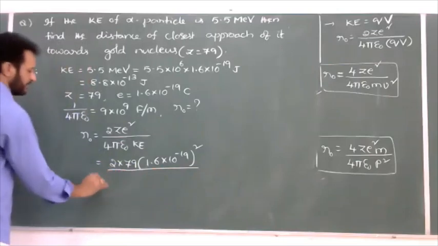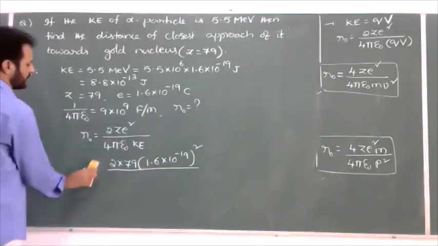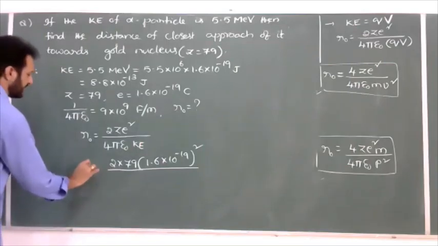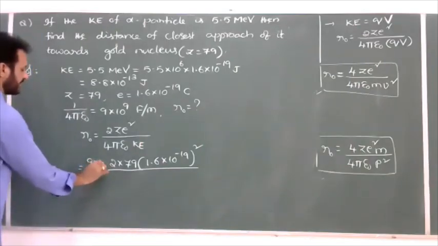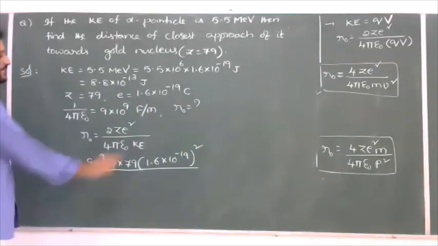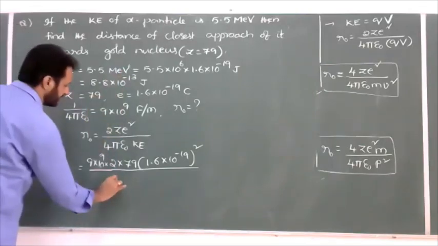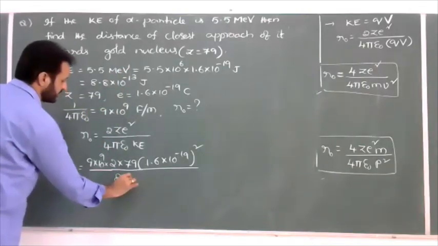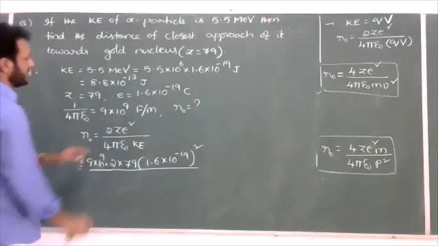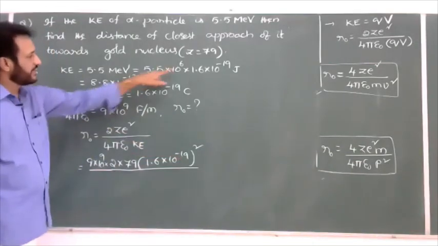divided by 4 pi epsilon naught. The value is also given, 1 by 4 pi epsilon naught is 9 into 10 to the power of 9. This value also write in the numerator, 9 into 10 power 9, 1 by 4 pi epsilon naught. But KE we calculated already, 8.8 into 10 power minus 13. Or we can do one more thing also. Here 1.6 into 10 power minus 19 whole square is there. We can write this value also.